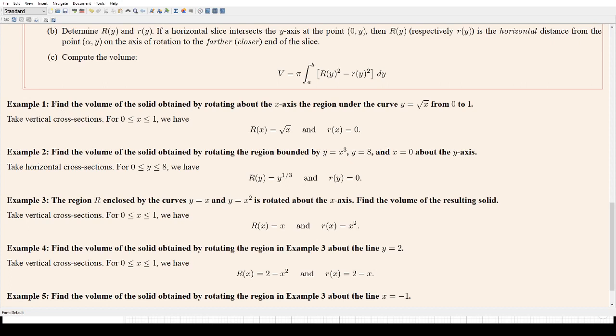Okay, so find the volume of the solid obtained by rotating about the x-axis the region under the curve y equals root x from 0 to 1. So we have the curve y equals root x. We focus on values of x between 0 and 1. We look at the region underneath the curve, and then we rotate that region about the x-axis. In so doing, we're going to obtain some sort of three-dimensional shape. So let me switch over to GeoGebra and do this in real time.